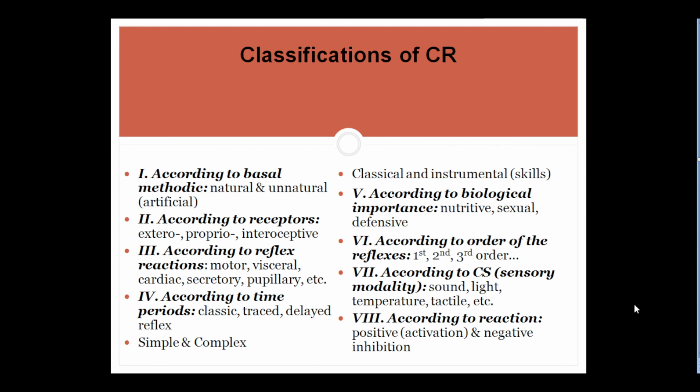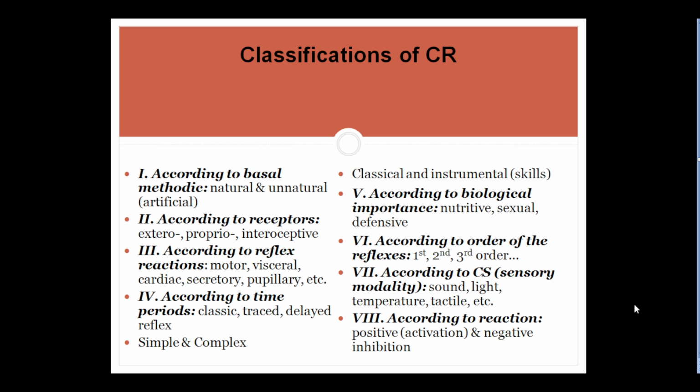Here you have a few classifications of conditioned reflexes. They could be classified based on the methods: natural, unnatural, or artificial. Based on the receptors, they could be extero-, proprio-, or interoceptive. They could be classified based on the final result or the system involved, like motor, visceral, cardiac, secretory, and so on. According to the time period, when they happen, like classic, trace, delayed. They could also be simple and complex, classical and instrumental.